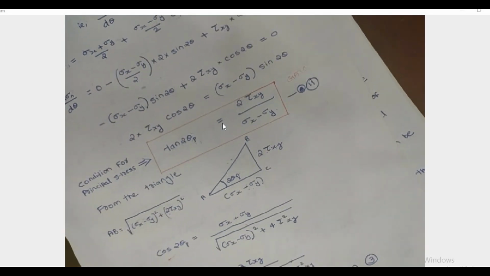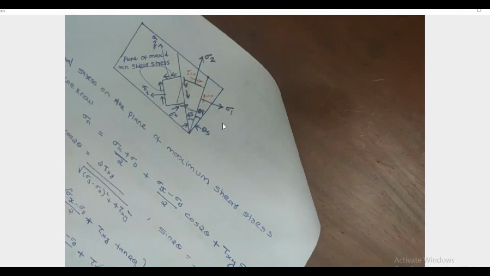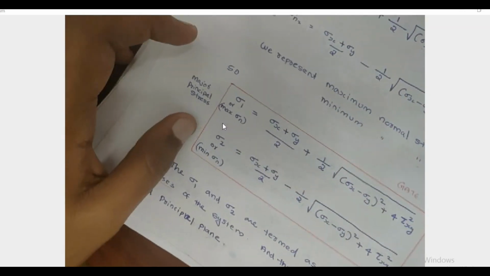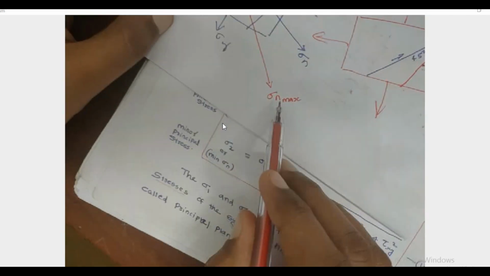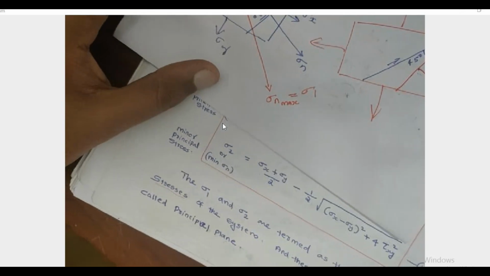Okay, this is the formula to calculate the position of theta p. After that, we substitute that formula into the general equations, and then we calculate the sigma n maximum, or sigma 1. That is this formula.